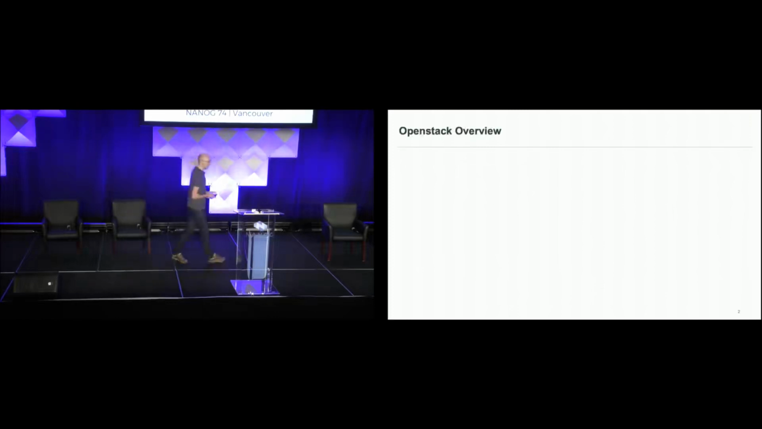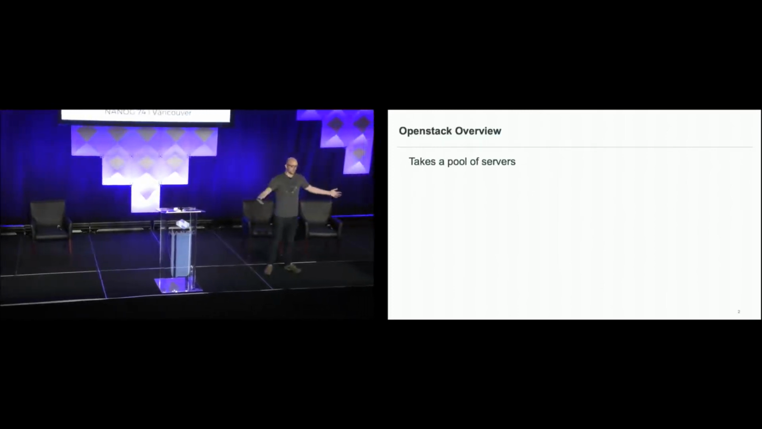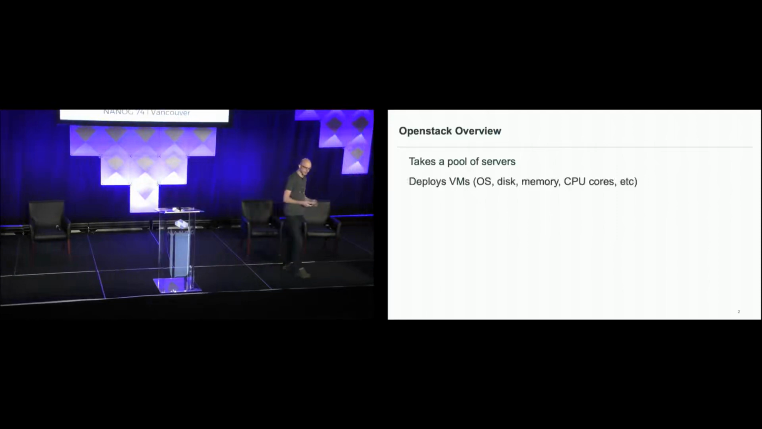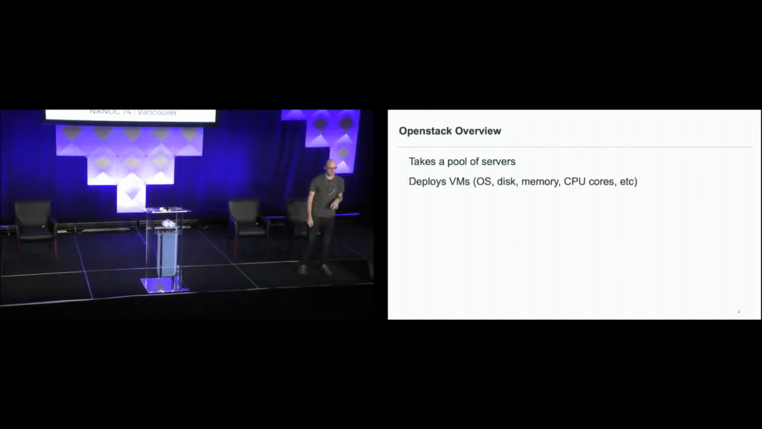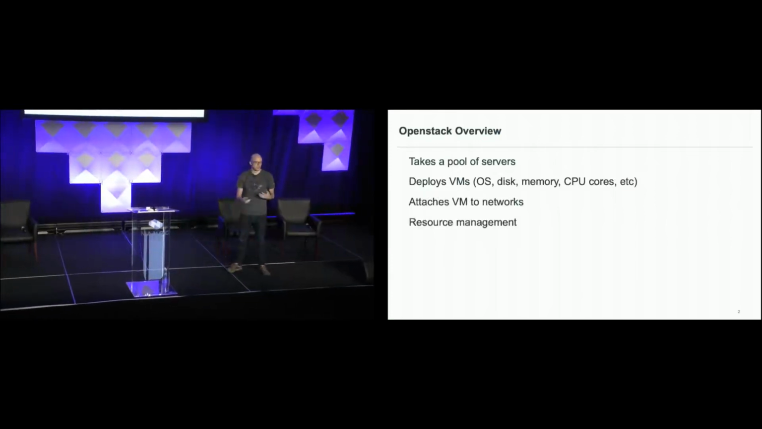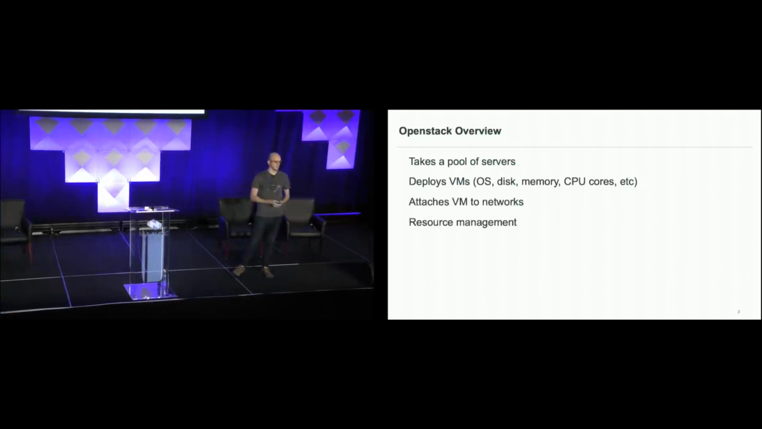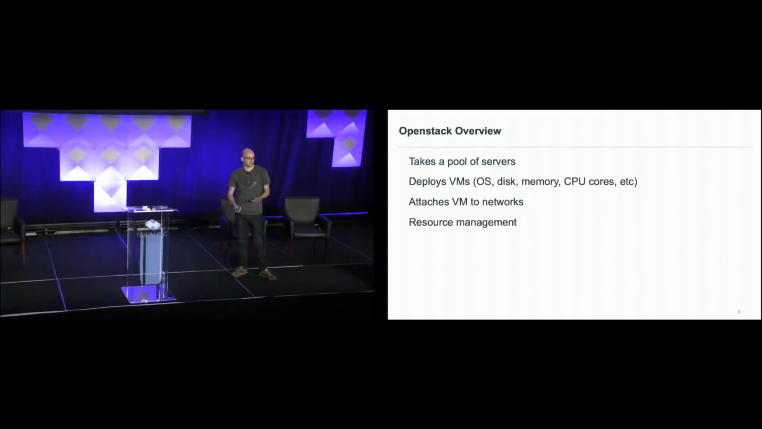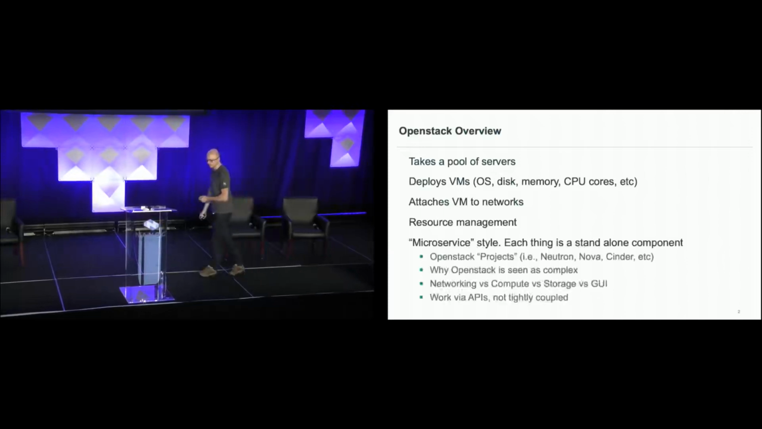So as an overview of Openstack and what it provides, it takes a pool of servers, racks and racks of compute, and it's going to deploy VMs on those servers. That's going to be disk size, how much memory, how much CPU, how many cores, whatever. It's going to attach those VMs to networks, L2 segments. It's going to provide the resource management across the infrastructure. How many VMs can fit on a server? What are my resource policies? What are my security policies and things like that?